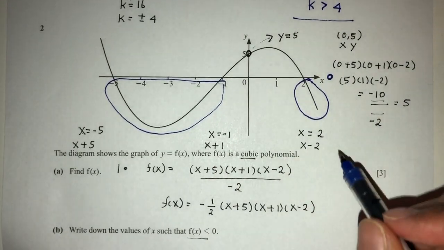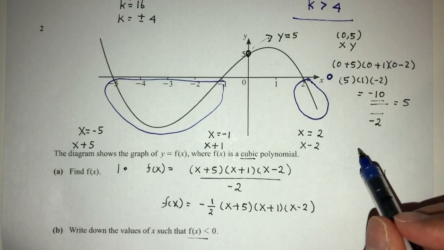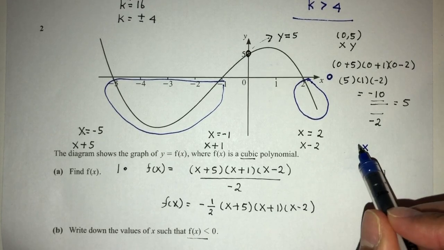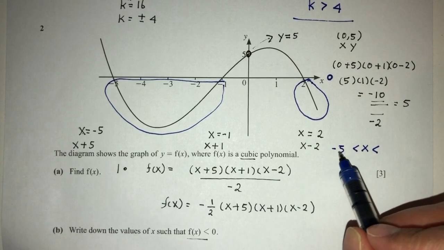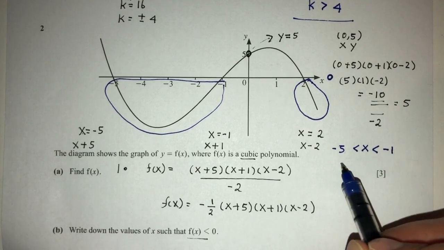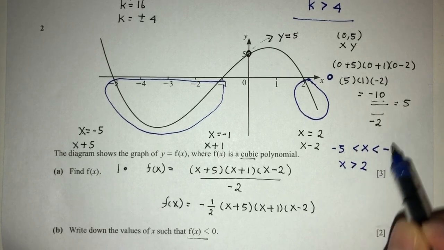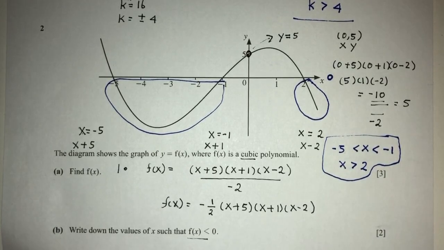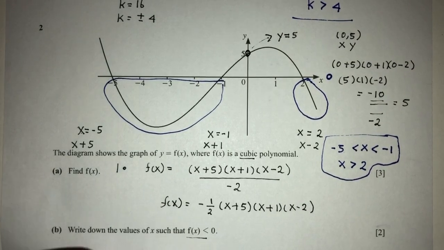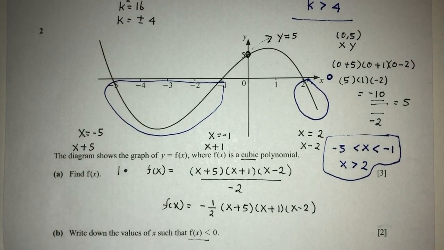So I can write down my answer: x will be between the values of minus 5 and minus 1, and x will be more than 2. For those values of x, f of x will be less than 0, according to the graph. That will be question number 2.